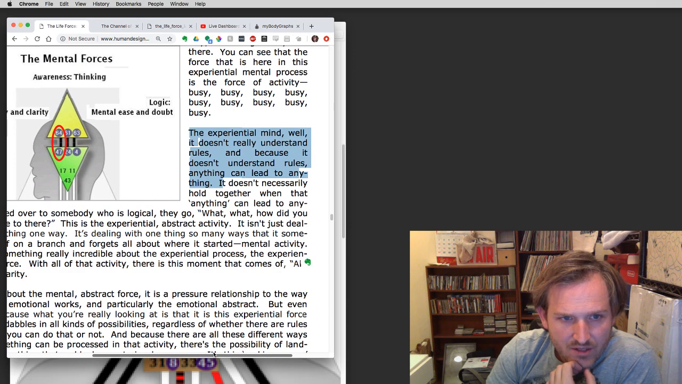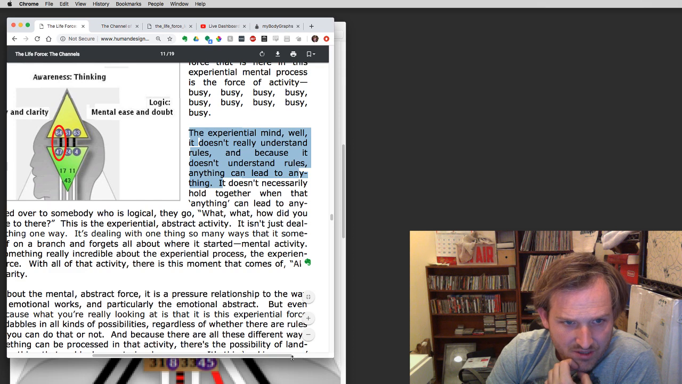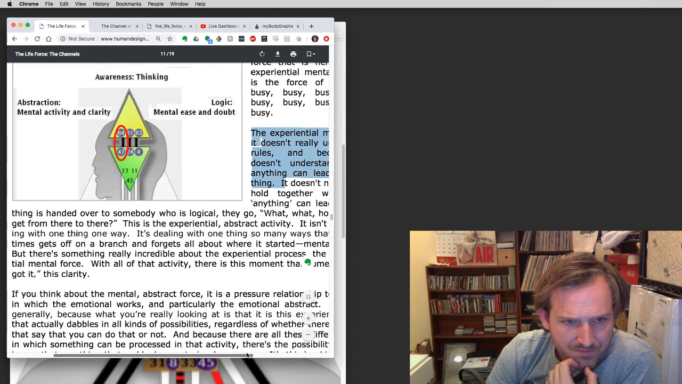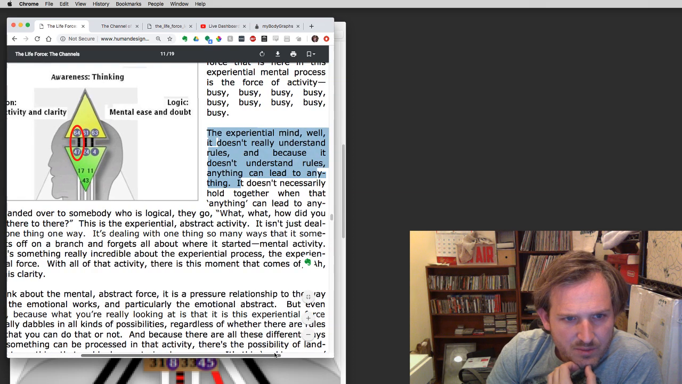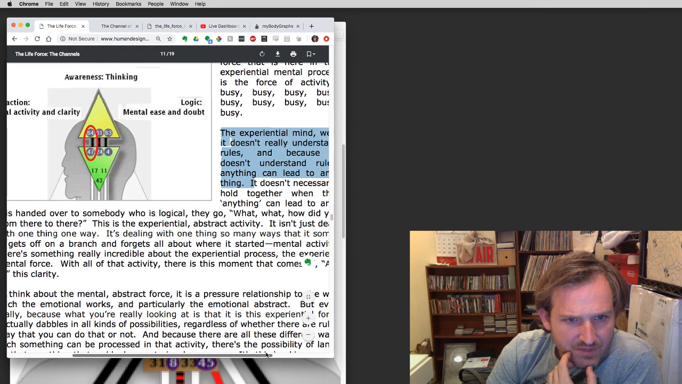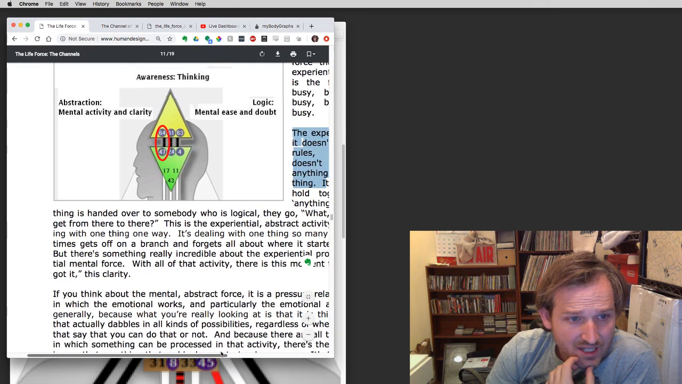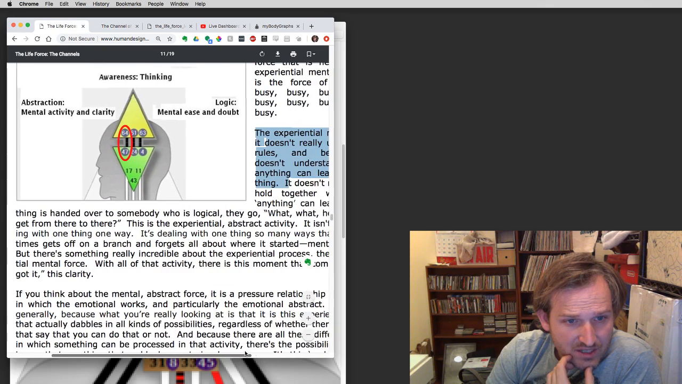It doesn't necessarily hold together when anything can lead to anything, and you hand it over to somebody who's logical, and they go, what? How did you get from there to there? This is the experiential abstract activity. It isn't just dealing with one thing one way, it's dealing with one thing so many ways that it sometimes gets off on a branch and forgets all about where it started.